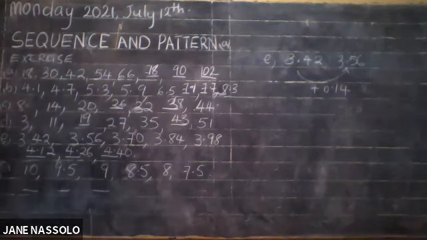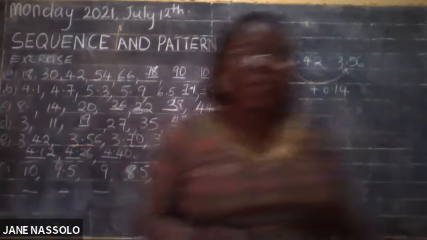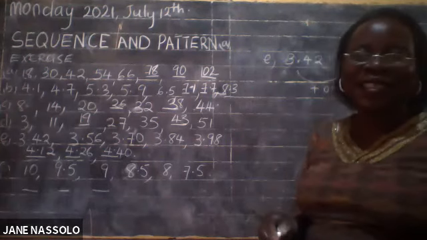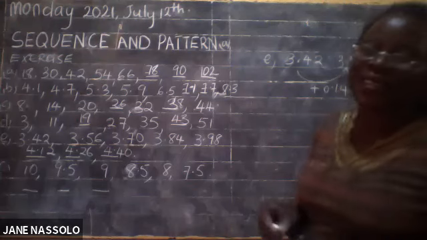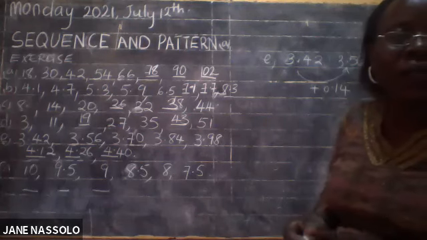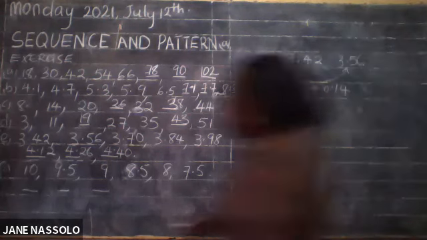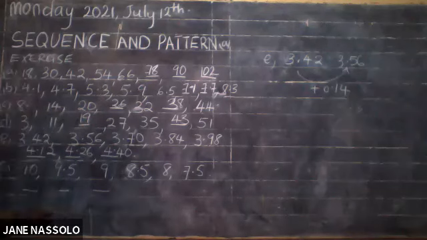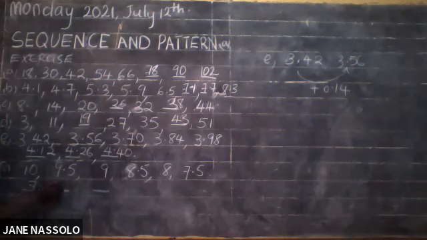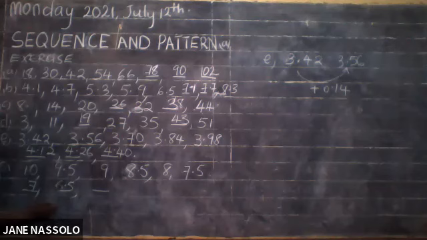Part F. Isabella, Nyangoma, and Gabriela. The answer is we are subtracting 0.5. Then the next three numbers: 7, 6.5, and 6. Thank you very much.